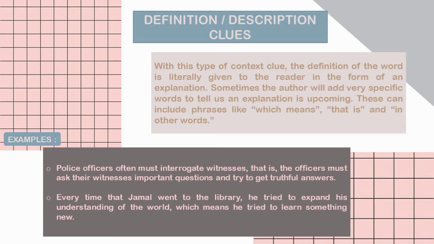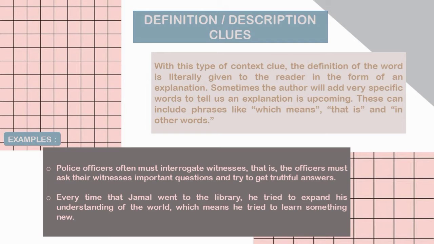With this type of context clue, the definition of the word is literally given to the reader in the form of an explanation. Sometimes the author will add very specific words to tell us an explanation is upcoming. This can include phrases like which means, that is, and in other words. Examples: police officers often must interrogate witnesses. That is, the officers must ask their witnesses important questions and try to get truthful answers. The words after that is are described about interrogate.